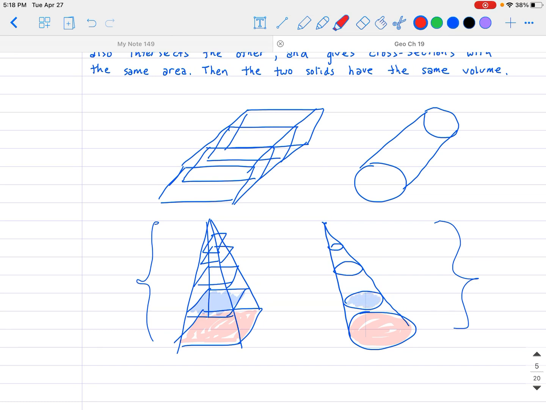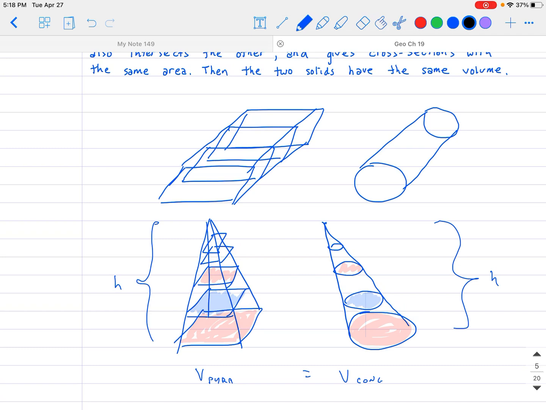And then we keep going up and up and so on and so on, and they're going to be consistent with each other, where the height of one is going to be equal to the other. So assuming all those cross section areas are the same and the height is the same, then I'm going to say that the volume of the pyramid is going to be equal to the volume of this cone, according to Cavalieri's Principle.